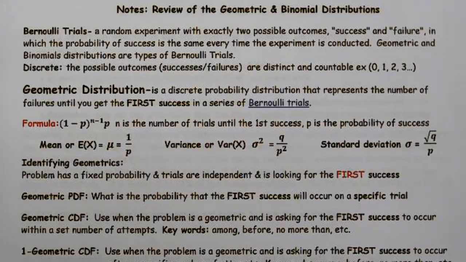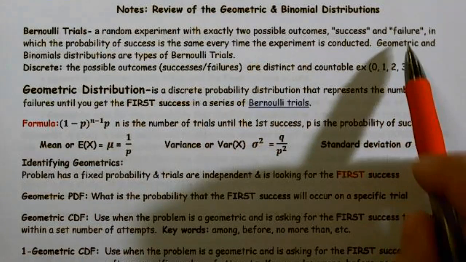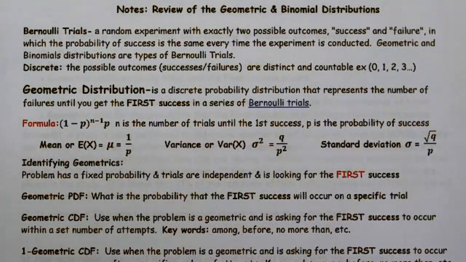Okay, these are notes reviewing the geometric and binomial distribution. First off, I want to remind you that the geometric and binomial are both Bernoulli. In other words, they have exactly two possible outcomes, which can be a success or a failure. In every situation, the probability is constant and trials are independent.